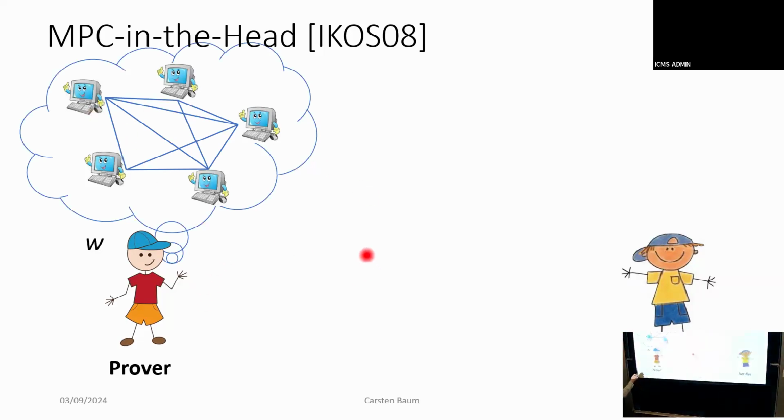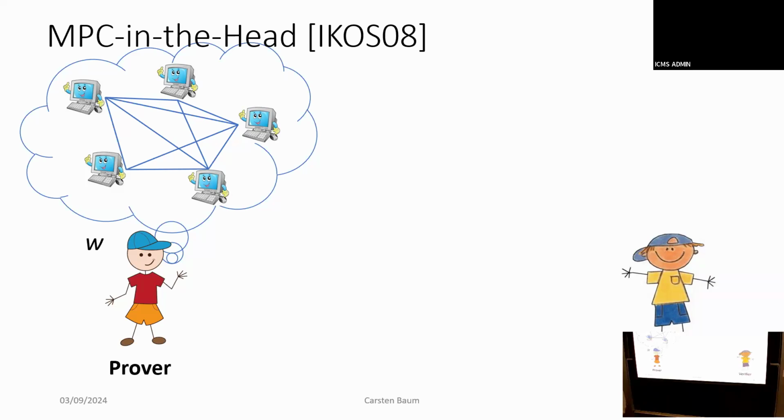So our prover imagines, makes up in his head a multi-party computation protocol, and runs the parties in his head. It's like spinning up a lot of virtual machines, Docker containers, and letting each of these containers simulate one party in the multi-party computation scheme, and then letting them talk to each other. Okay. So far so good. It's just a kind of mental experiment that the prover does.